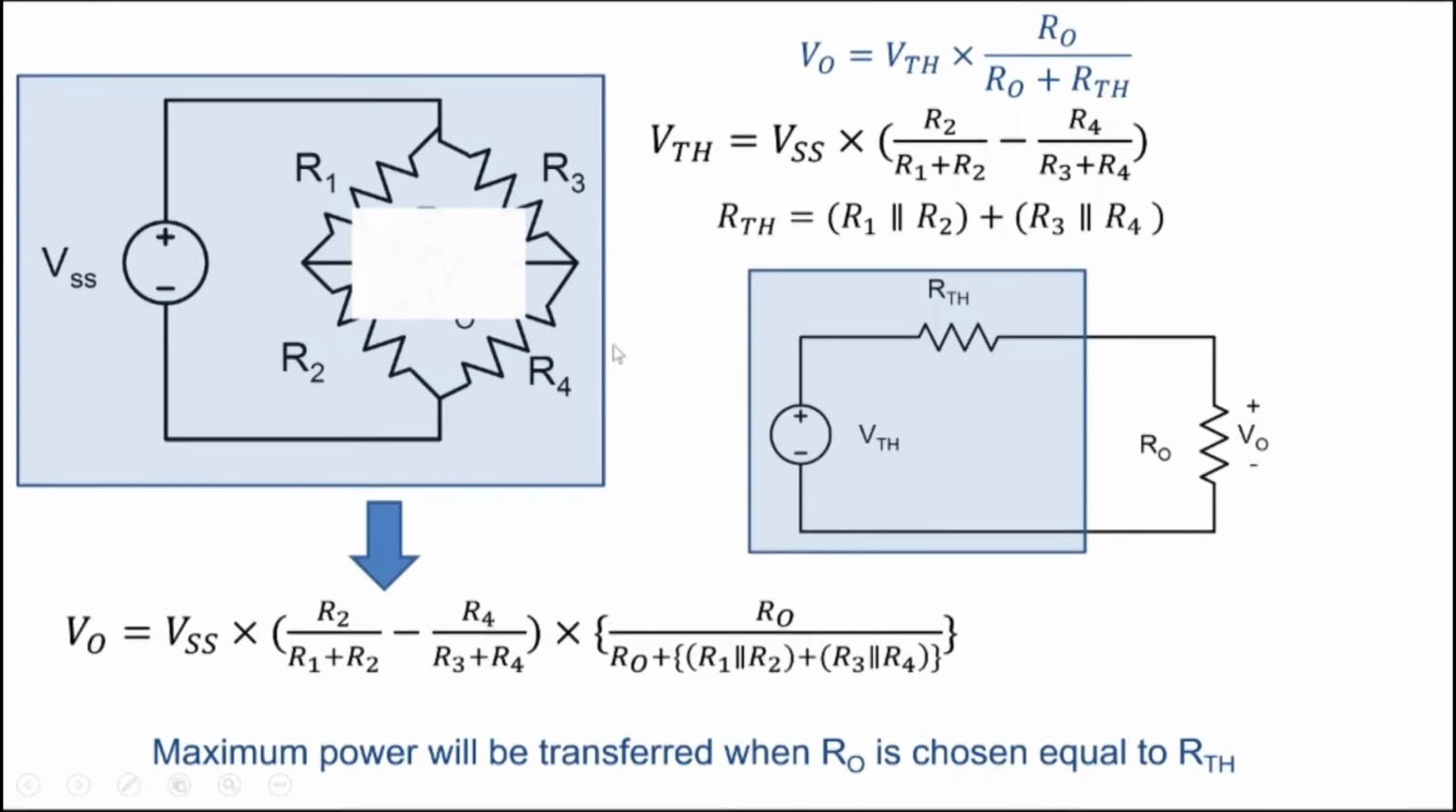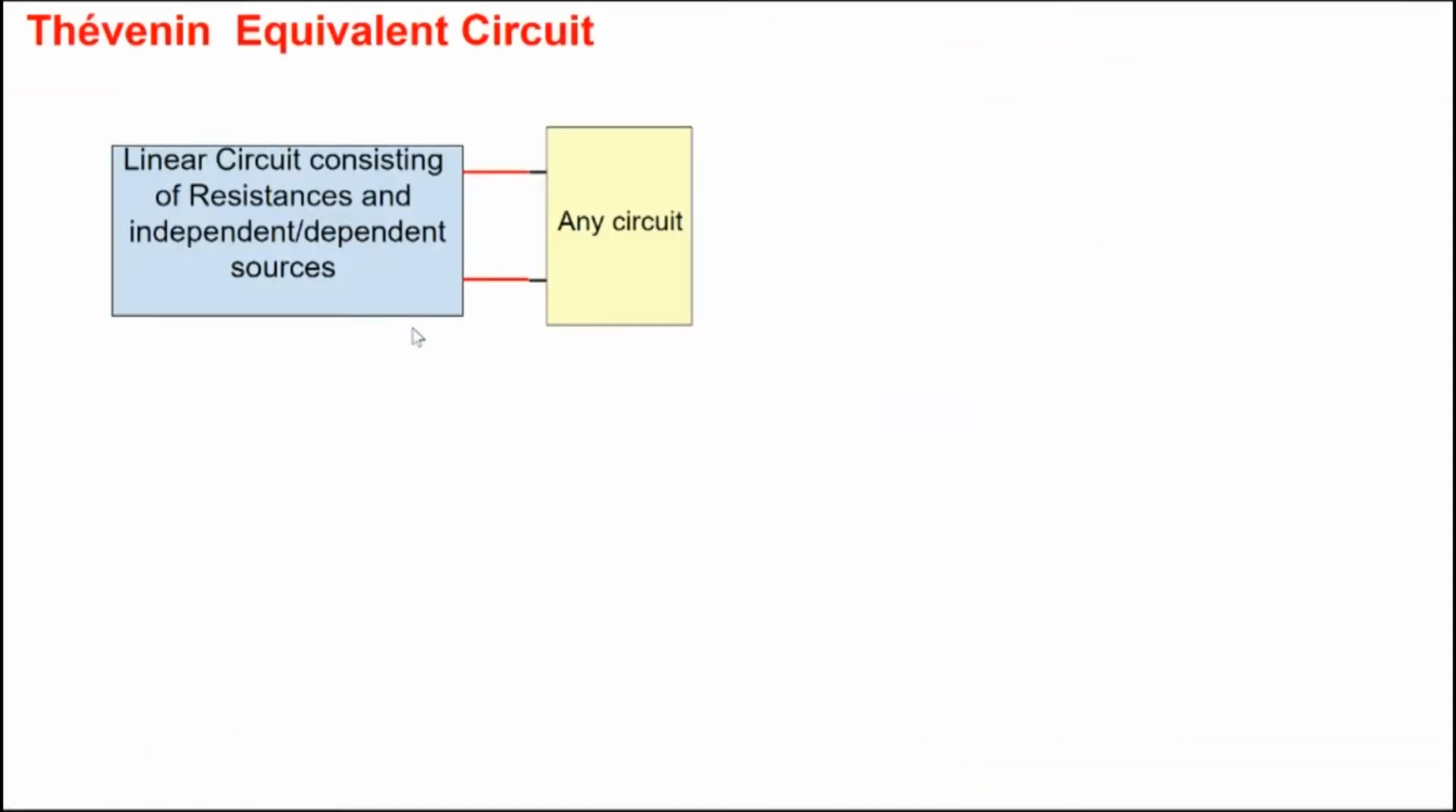Because the complicated circuit that you see here, we could transform it into a voltage source and a resistor here. So this is what we mean by, and what we'll see is called the Thevenin's equivalent of this particular circuit. So let's see how we can do that. The basic idea in Thevenin's equivalent circuit is the following.